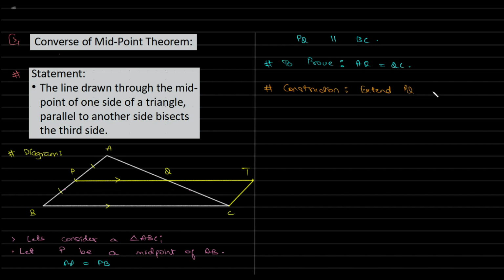Extend PQ to meet T such that CT is parallel to PB. So CT is parallel to PB. Okay, so this is your construction. Now let's think about the proof. How can we prove this?